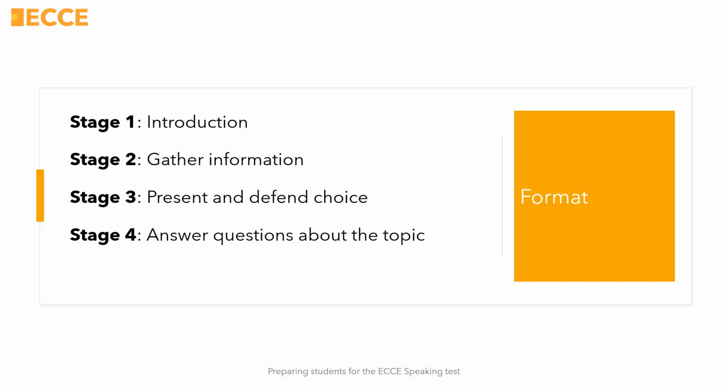In stage 3, the candidate chooses between 2 options to solve the examiner's problem based on the information gathered in stage 2. And in stage 4, the candidate answers questions based on the topic discussed in stages 2 and 3.